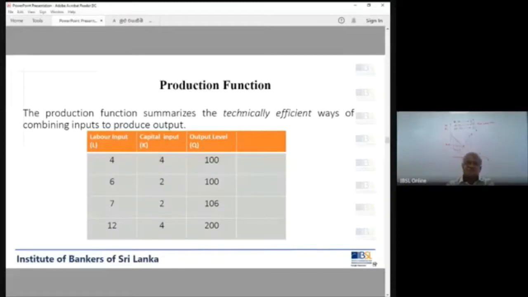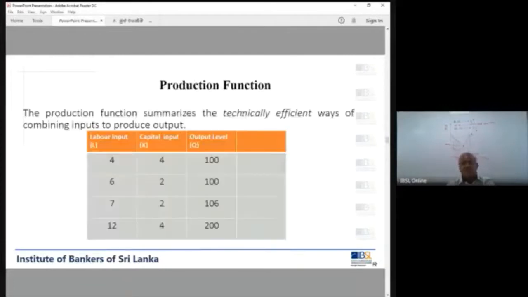6 workers, 2 computers, 100. 7 workers, 2 computers, 106. 12 workers, 4 computers, 200. Now, if you produce an output level less than that using 4 and 4, if you produce 90, 90 is inefficient. Using 6 and 2, if you produce 80, 80 is inefficient. Using 7 and 2, if you produce 100, 100 is inefficient, because the efficient output is 106. With 12 and 4, if you produce less than 200, that output level is inefficient.